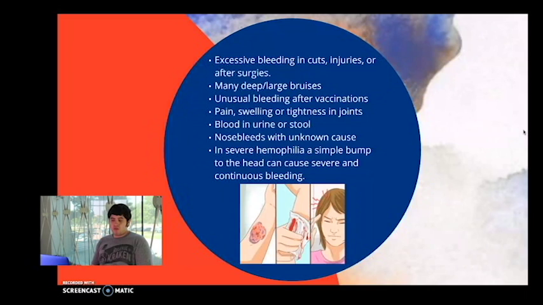Next, they will have unusual bleeding after vaccinations. Then you will start having blood in urine or stool due to hemophilia. And then sometimes people have nosebleeds with unknown cause of the disorder. And lastly but not least, in severe hemophilia, a simple bump to the head can cause severe and continuous bleeding. It can also cause people to become unconscious.